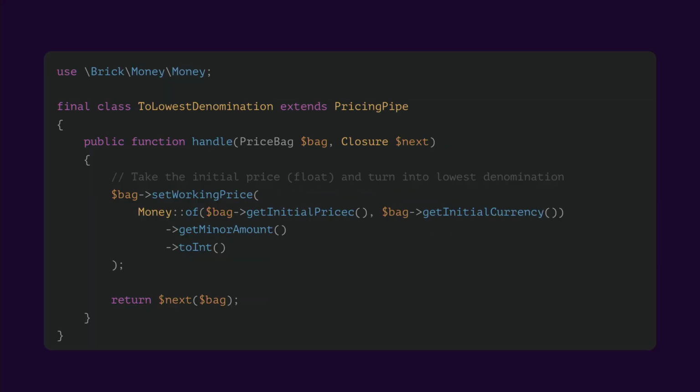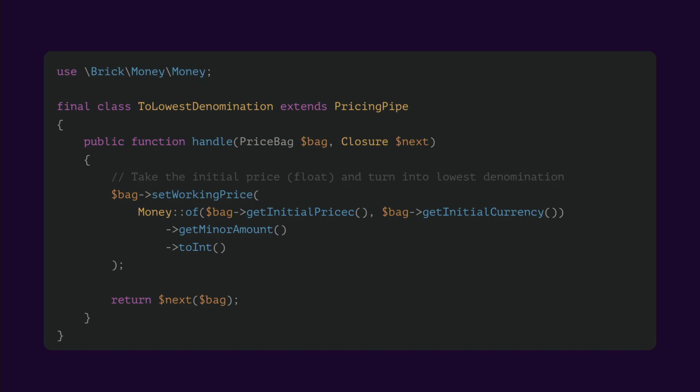And if we look at one of these pipe classes, you can see here we have the handle method again. In this case, we're extending a base class because we can reuse some things from there. But we start with the value object. We set the current working price. In this case, we're going from floats to integers, so we're setting that value.